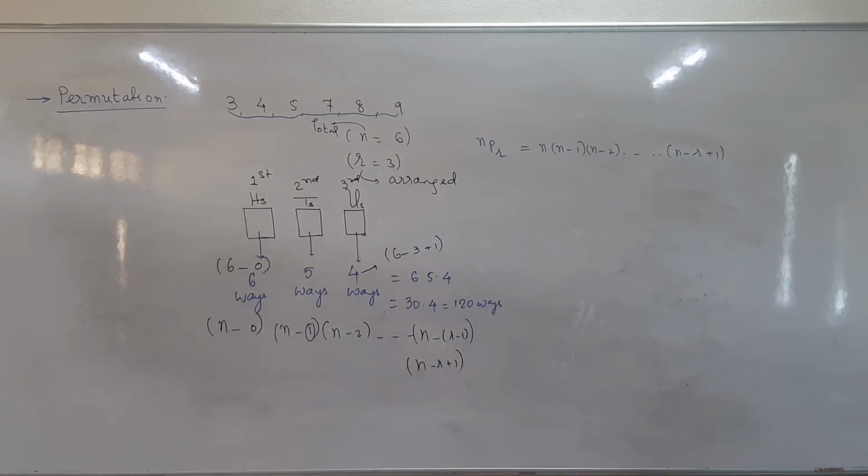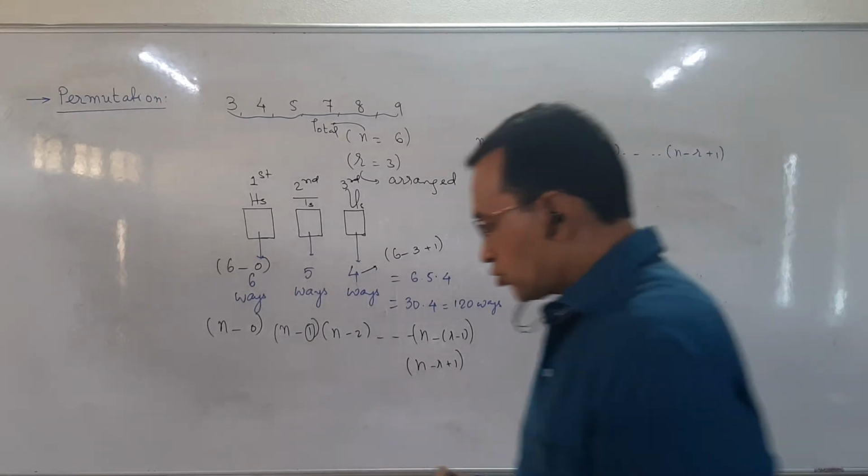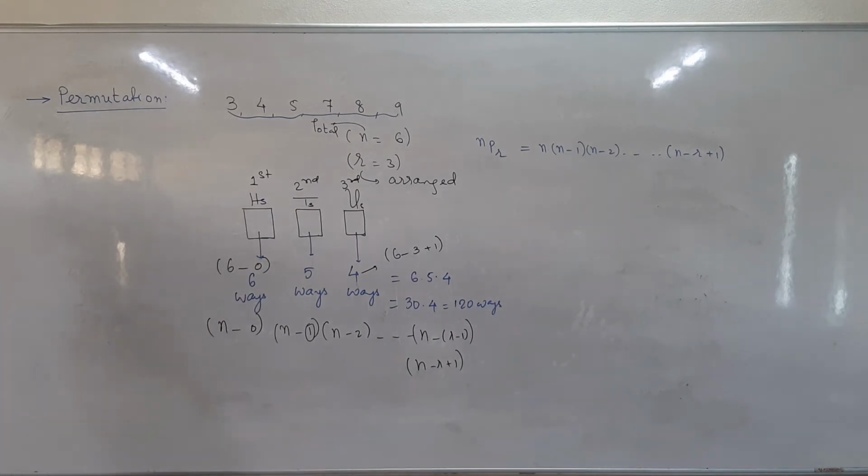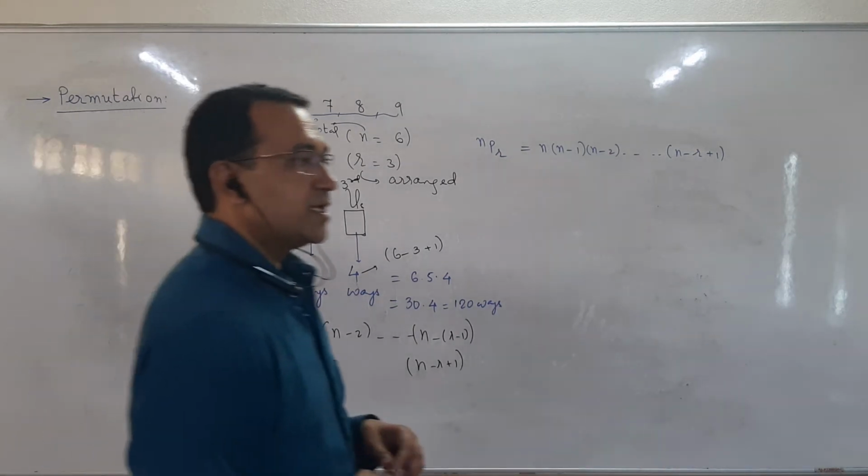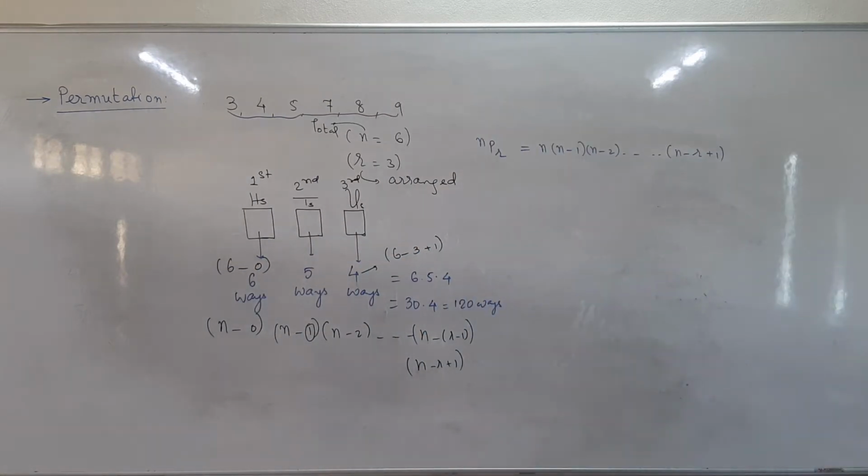So what is the formal definition of permutation? Out of given n objects, the total number of ways in which r items can be arranged out of n is called the permutation of r items.